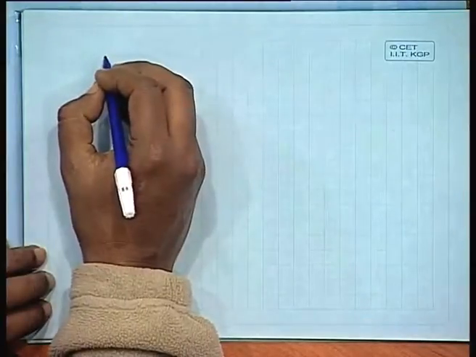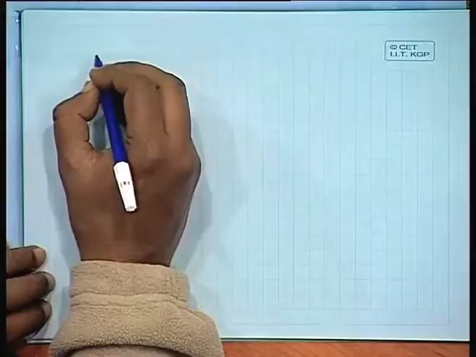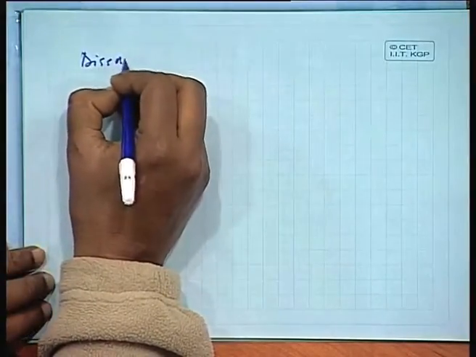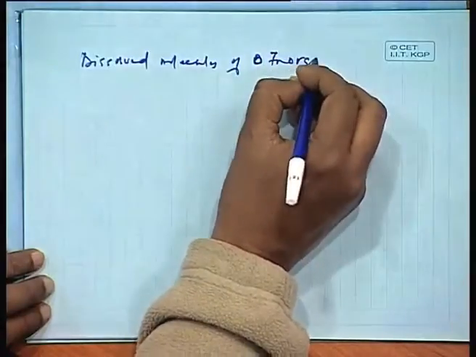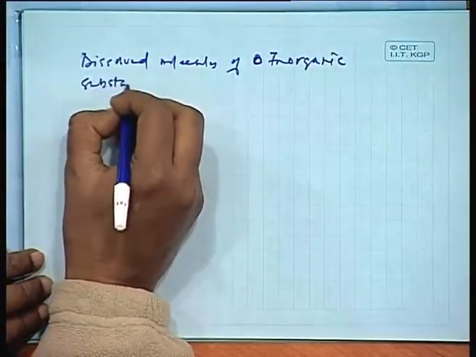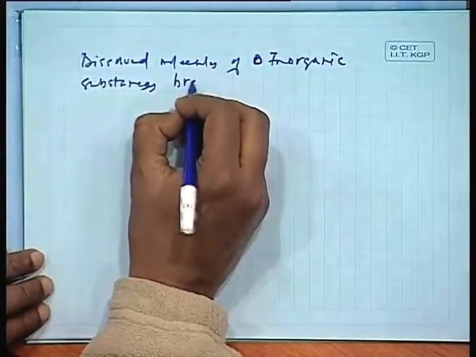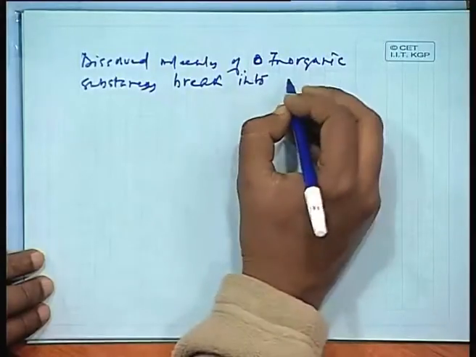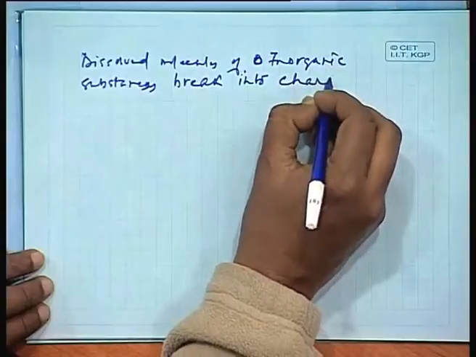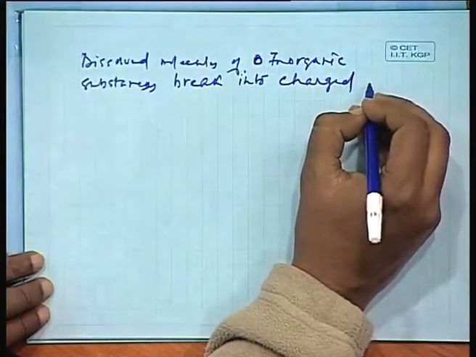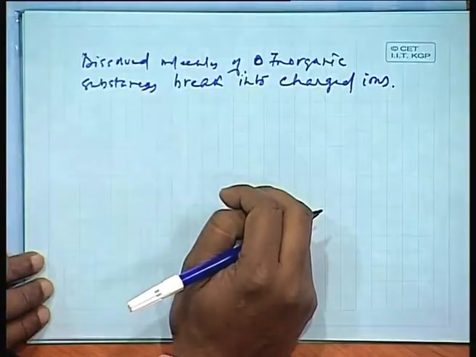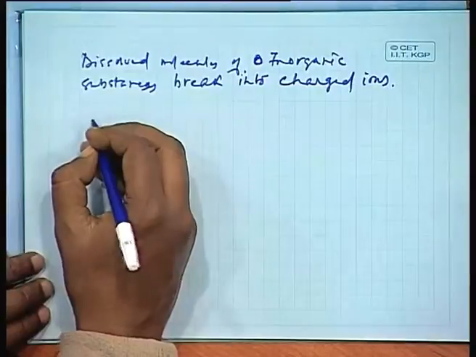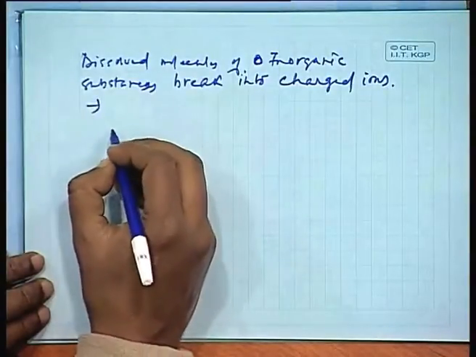If you look at metal solubilities here, mostly dissolved molecules of inorganic substances break into charged ions. These charged ions, you can see, include cadmium.